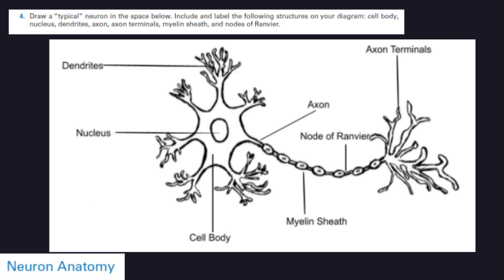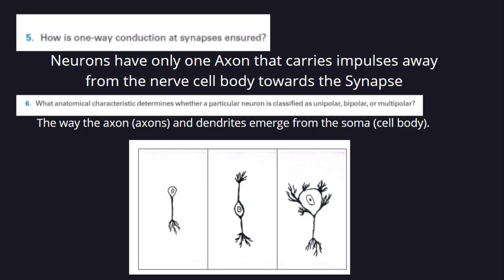Number 10. Specialized supporting cell of the nervous system. Neuroglia. Number 4. Draw a typical neuron in the space below. Include and label the following structures on your diagram: cell body, nucleus, dendrites, axon terminals, myelin sheath, and nodes of Ranvier. Number 5. How is one-way conduction at synapses ensured? Neurons have only one axon that carries impulses away from the nerve cell body towards the synapse.